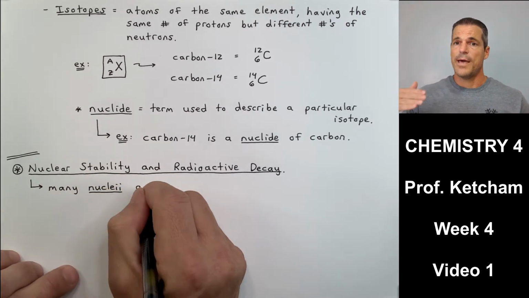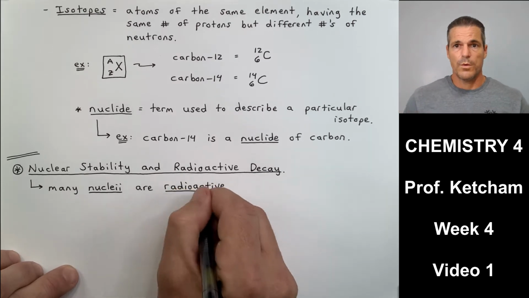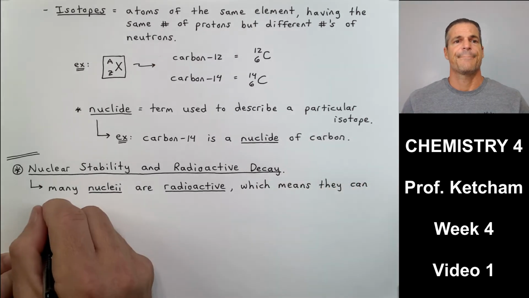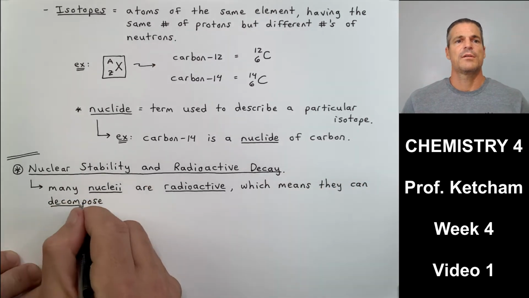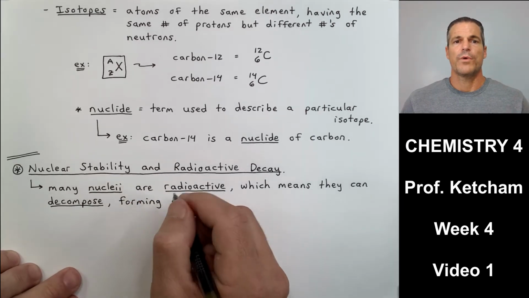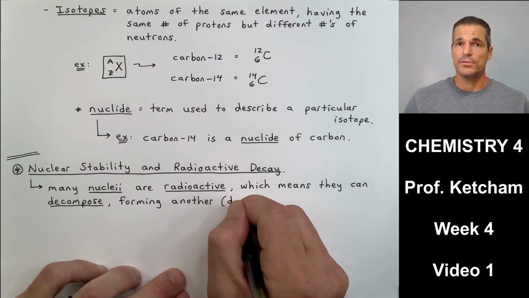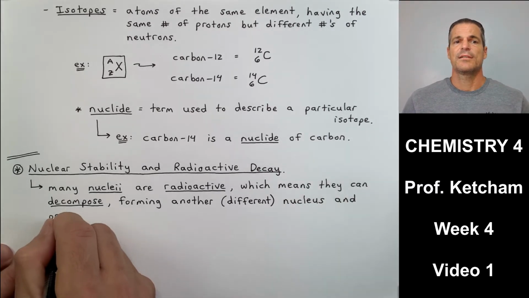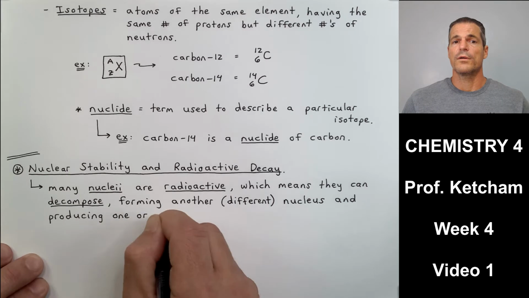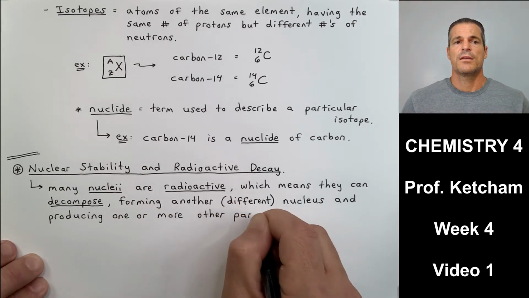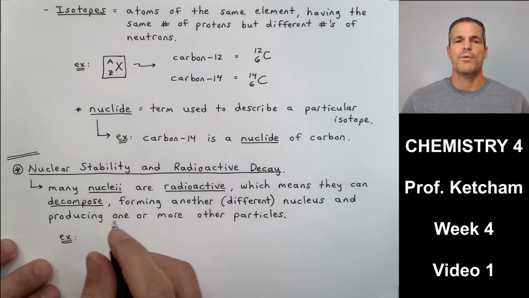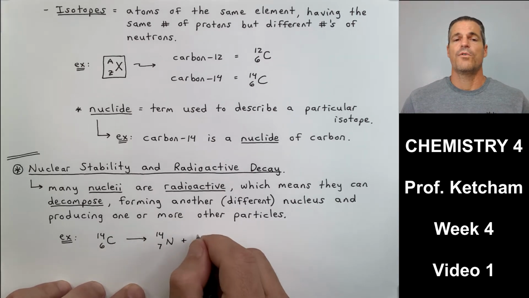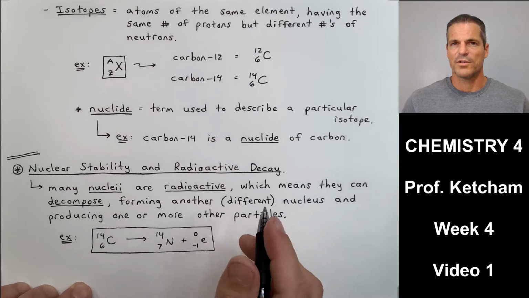Moving on to something else that is going to develop off of what we've just talked about: nuclear stability and something called radioactive decay. Some background information first. Many nuclei are radioactive, which means they can decompose, forming a different nucleus and producing one or more other particles. Nuclear decay, or radioactive decay, is when a nucleus decomposes and forms a different nucleus plus a few other particles, which we'll talk about.